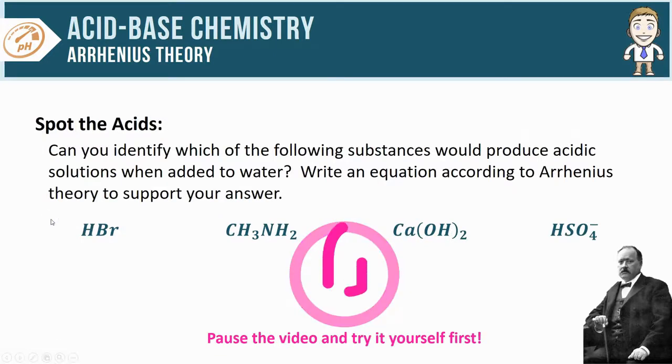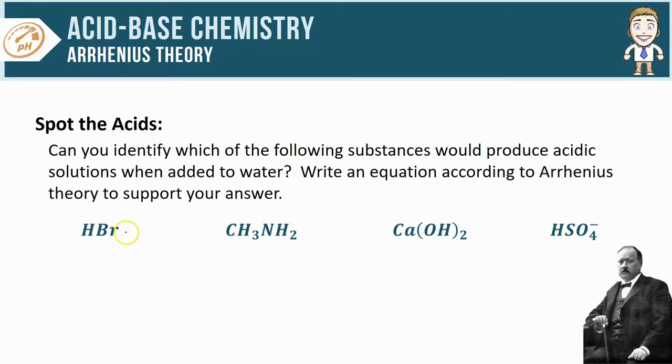Now let's officially close this out with a little practice. There are 4 substances listed here. See if you can identify which of them would produce acidic solutions when added to water. And if you find them, write an equation for those according to the Arrhenius theory. To support your answer, go ahead and pause the video and try that yourself first. Now let's take a look at the answer to this.